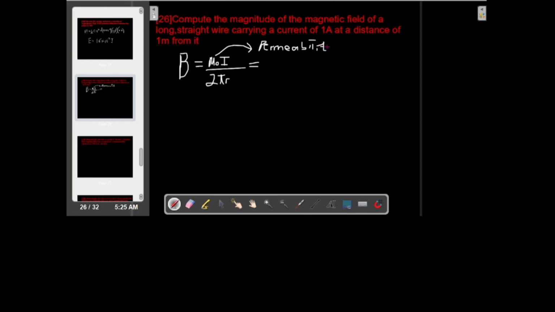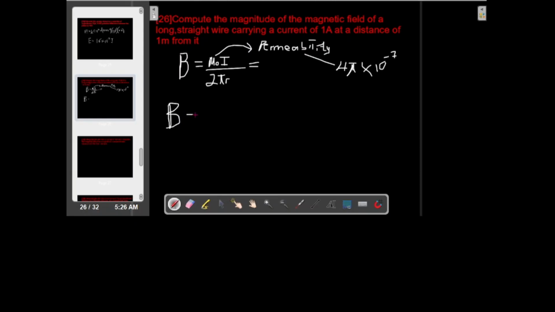Now, what is the value of permeability? The value is 4 pi. Yes, it has a pi in it. 4 pi times 10 to the negative 7. All right. Henry per meter. That's the unit. All right. So B, let's input r.